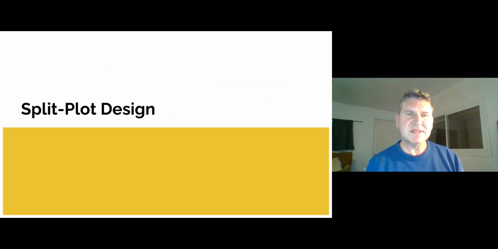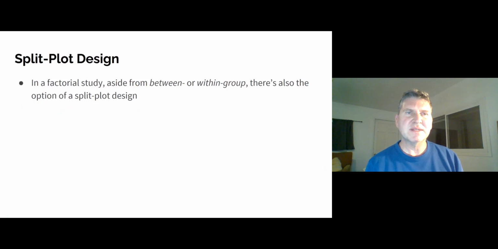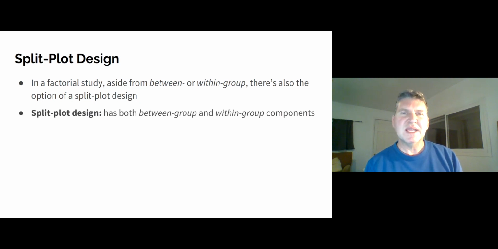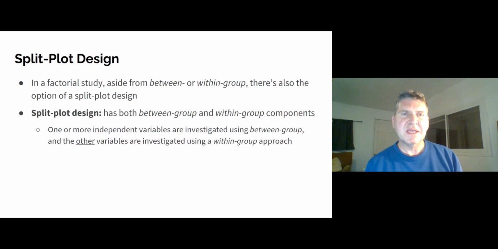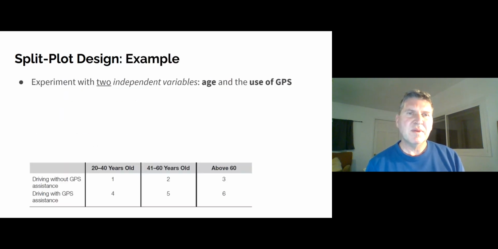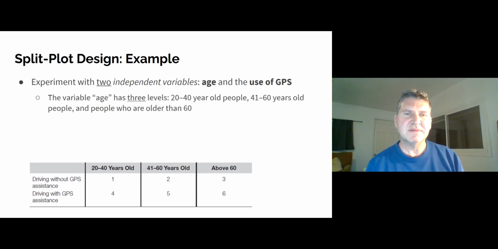There's something that's interesting about doing the factorial design, and that's the split plot design. A split plot design is where we have an option that kind of is between and within. What this does is it has both components, and some variables we investigate using between group and some with a within group. So for example, we may have an experiment with 2 independent variables, age and the use of GPS.